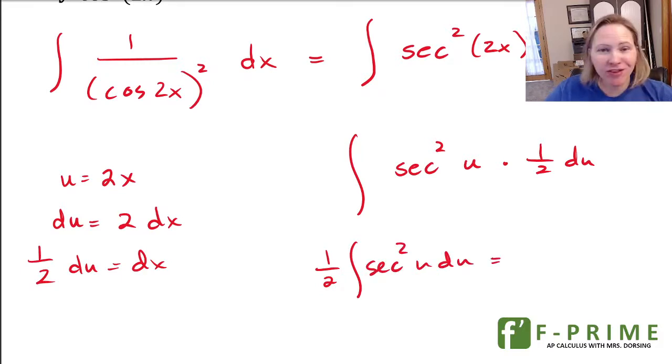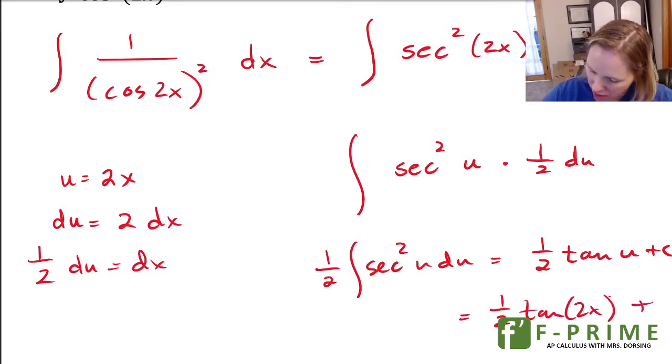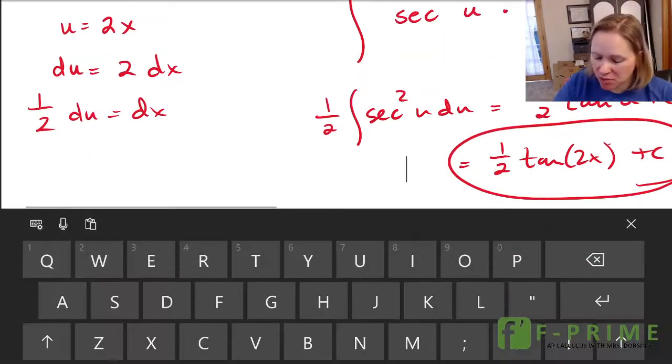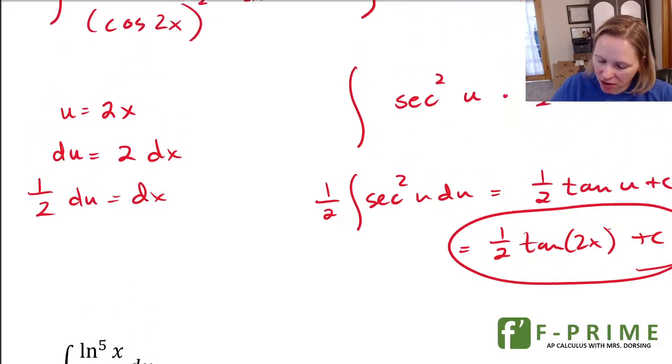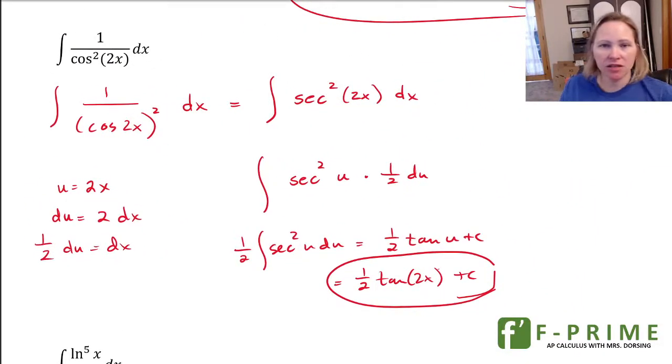And the antiderivative of secant squared is just tangent. So it's 1/2 tangent of u plus c. I'm going to replace u: 1/2 tangent of 2x plus c. And there's my answer. So sometimes manipulating our trig functions and using trig identities is really helpful to us in solving these problems. So let's keep going.